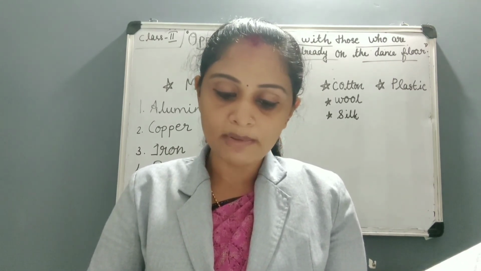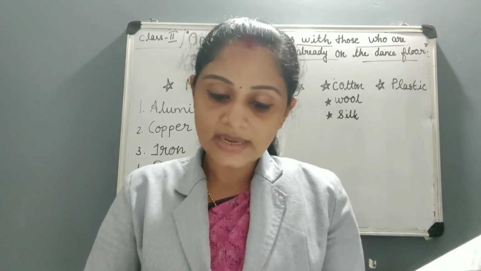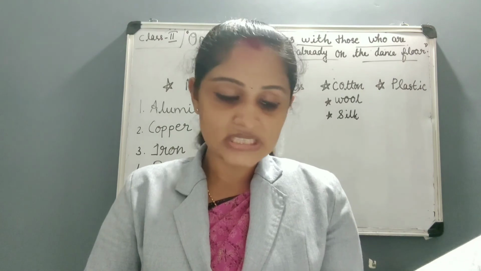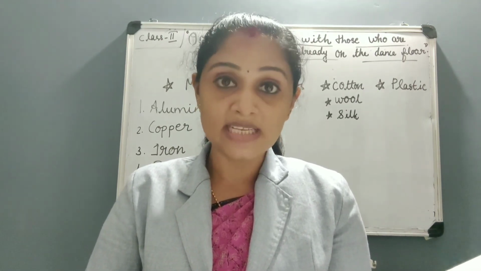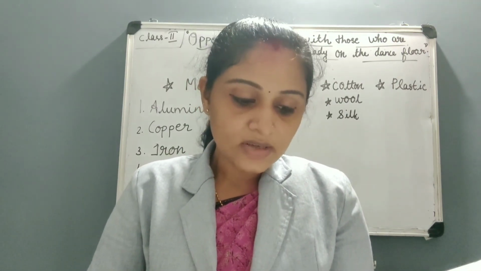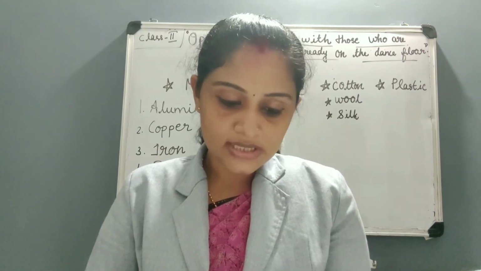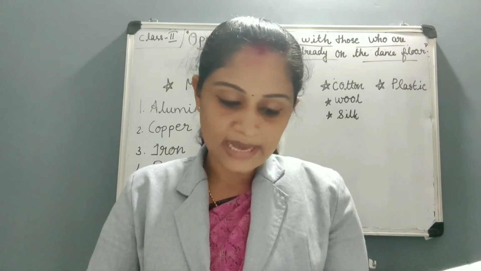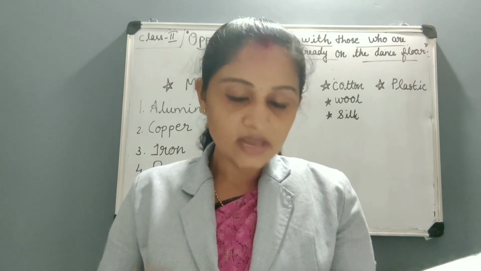Brass, steel, glass and plastics are made in factories. They are human-made materials. Please underline that full sentence: brass, steel, glass and plastics are made in factories. That is why these materials are called human-made materials. Then cotton, wool and silk are used for making clothes. We get cotton from plants, wool from sheep and silk from silkworms.